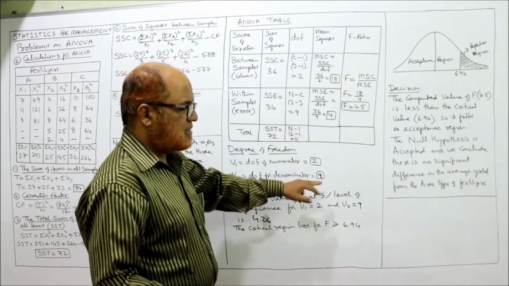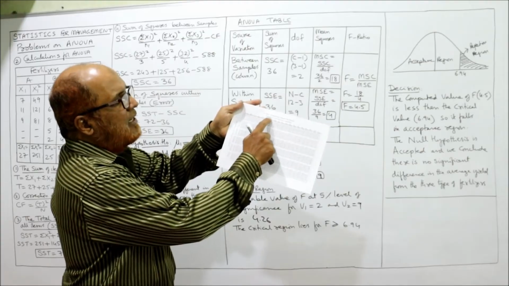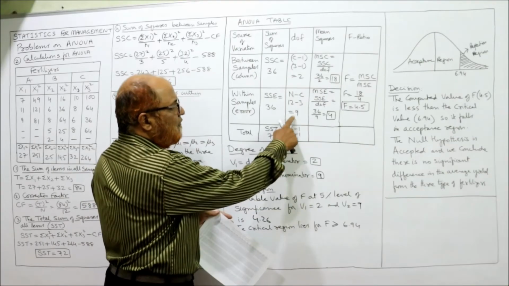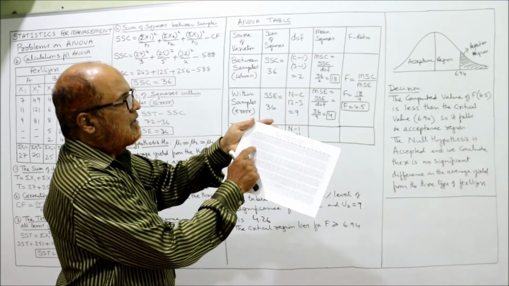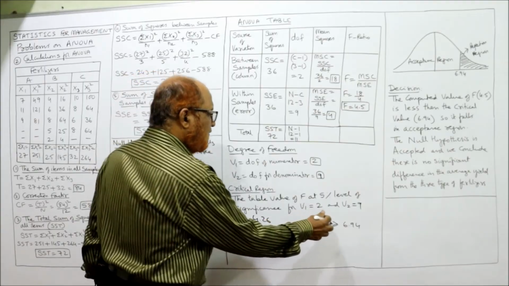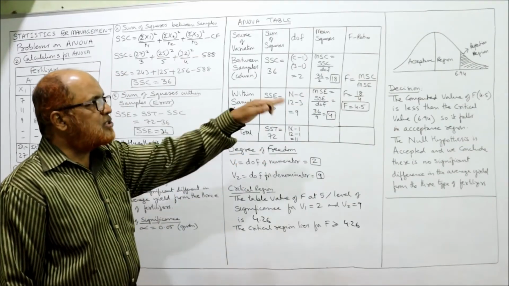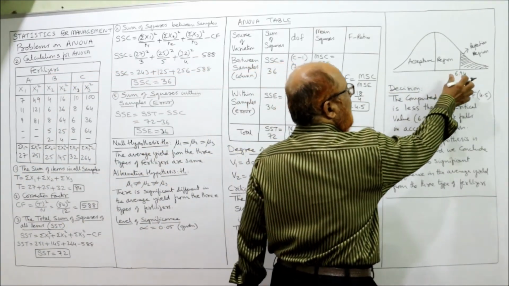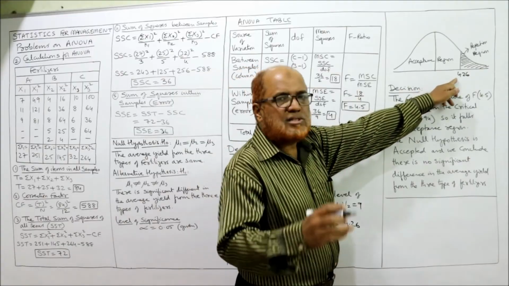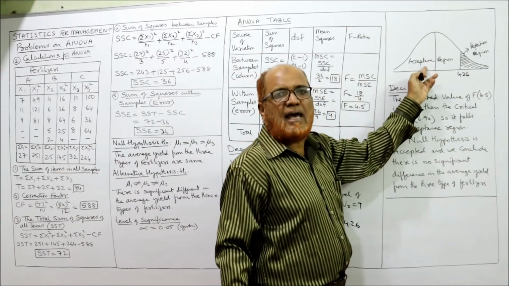Again I repeat, this is the F distribution table for 5%, and the degree of freedom for numerator is given at the top. So 2 for numerator and 9 for denominator, and against 9 it is 4.26. The critical region lies for F greater than or equal to 4.26. In this diagram, this is 4.26. Values of 4.26 or more lie in the rejection region, and values below 4.26 lie in the acceptance region.